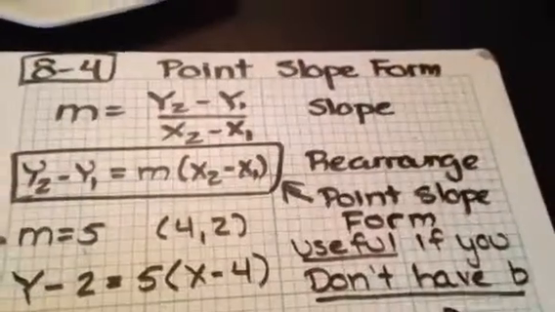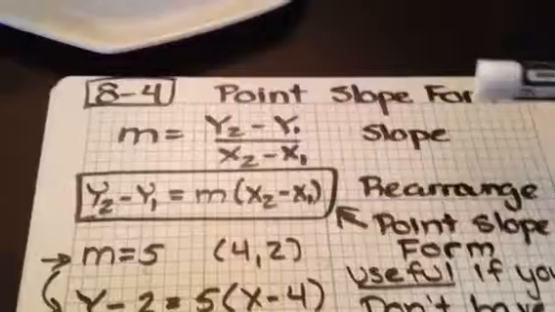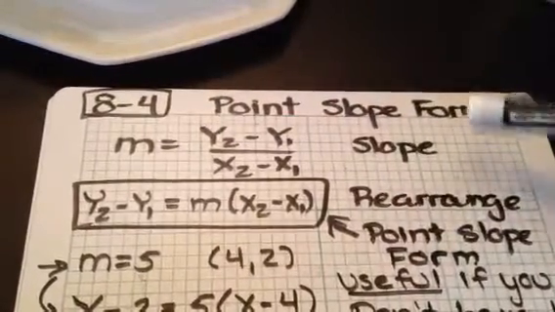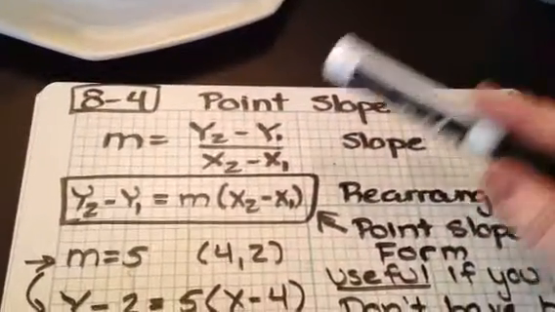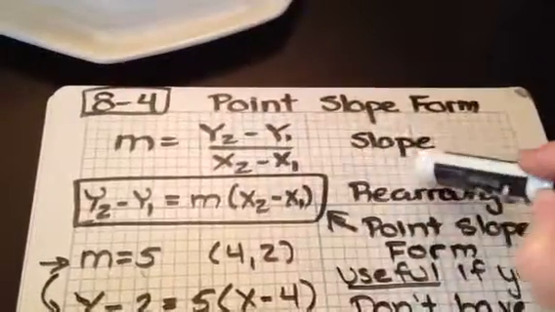All right, so the point slope form. This is really quick, guys. We talked about the formula for slope, and the formula for slope is the change in y over the change in x, right? Our rise over our run.